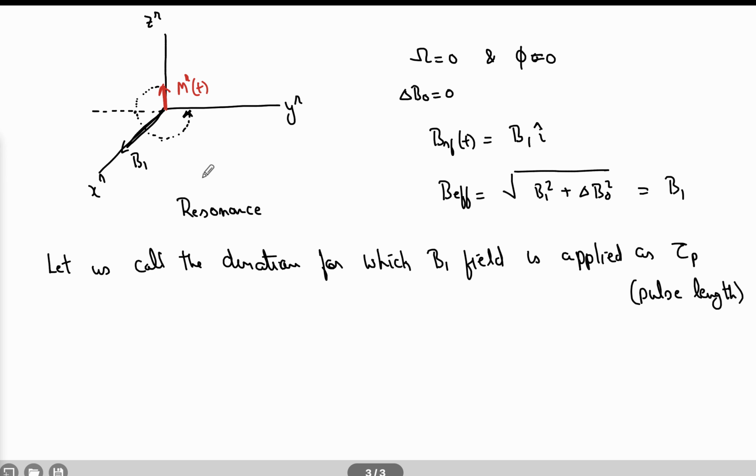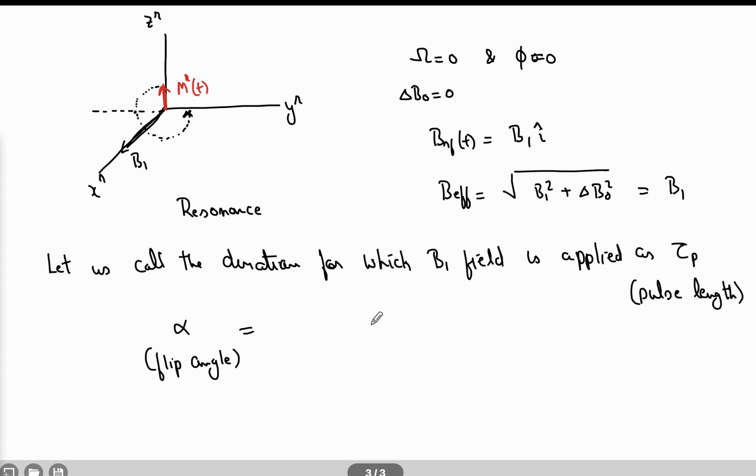So now if you see the angle to which M is being rotated, let us call this angle the flip angle, and the flip angle can be denoted by alpha. So I'm writing flip angle. This is by how much M is being rotated towards the transverse plane, right, or away from the Z axis.